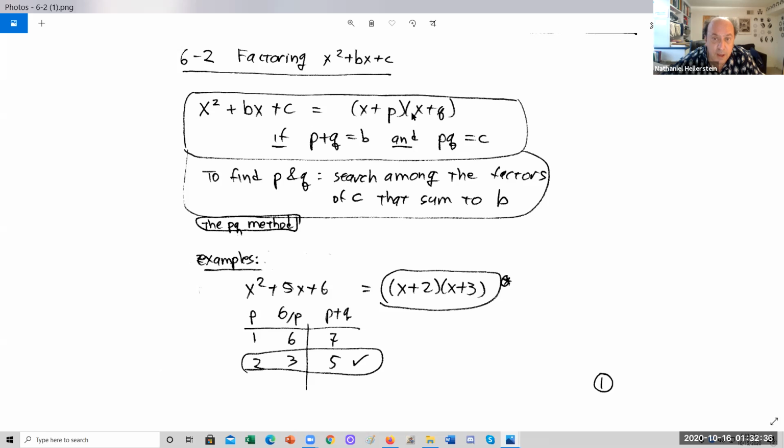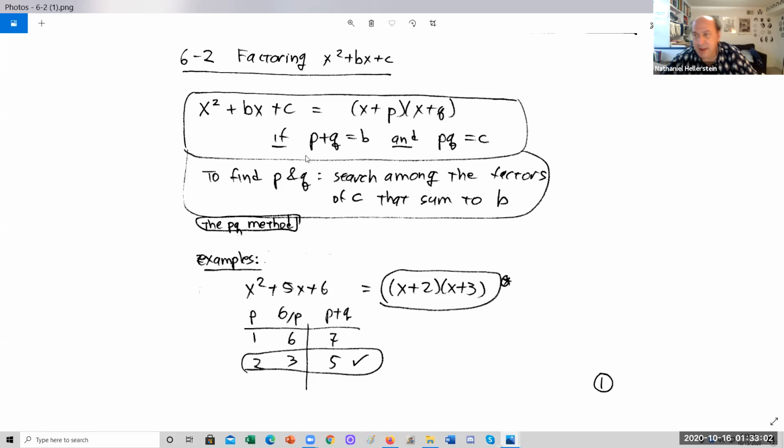Now we can factor this x squared plus bx plus c into a product, x plus p times x plus q, if p and q add up to b, and p times q multiply out to c. If you expand this, you get x squared, plus px plus qx, which should be bx if p plus q equals b, and then the last term is pq, which should be c. So we need to find two numbers which add to b and multiply to c.